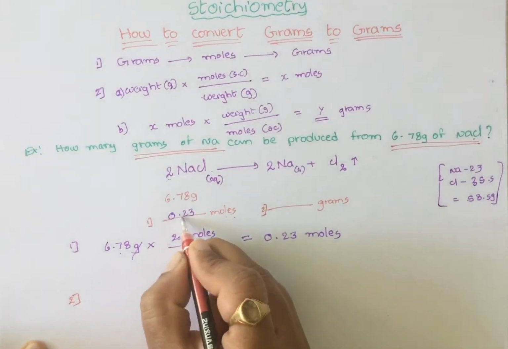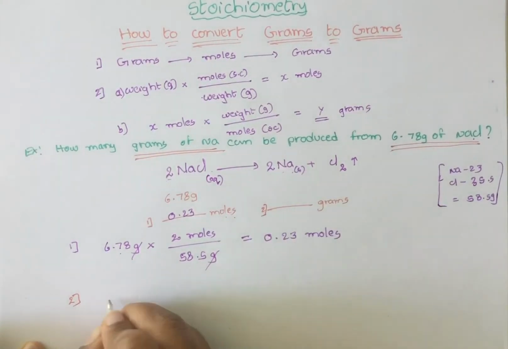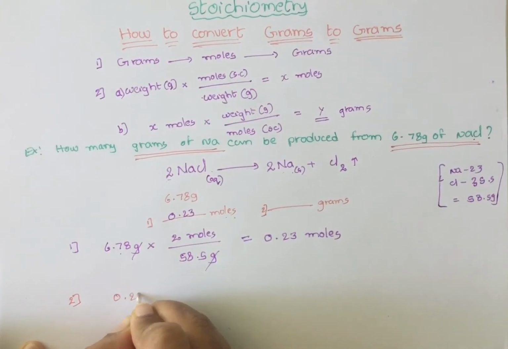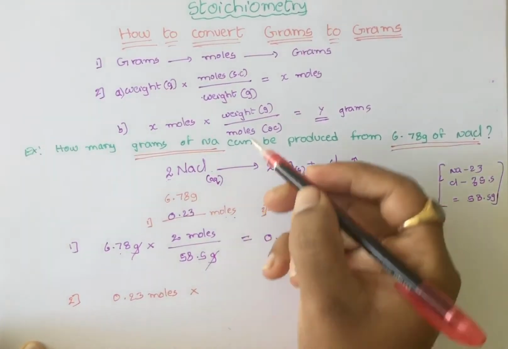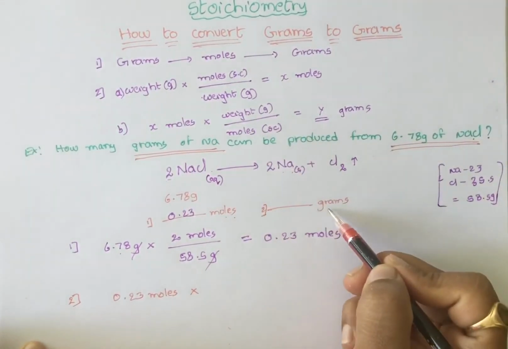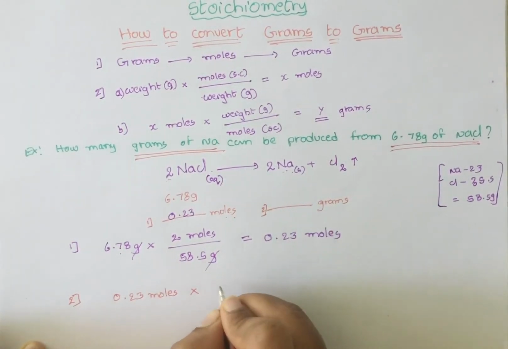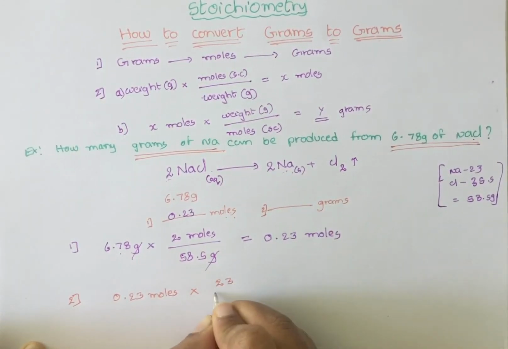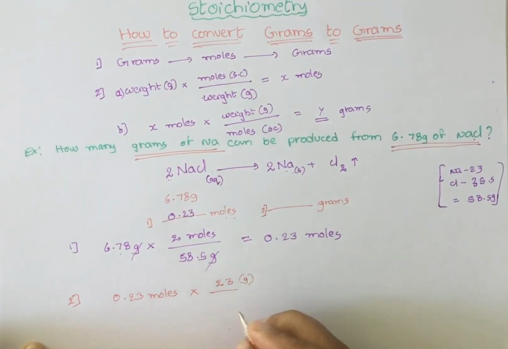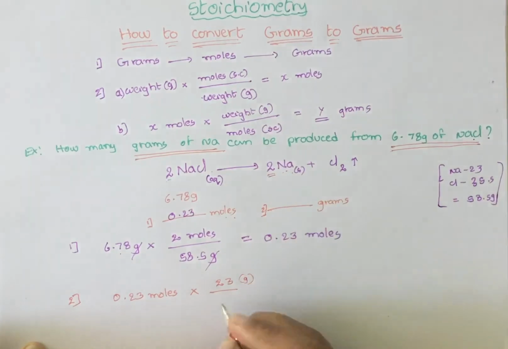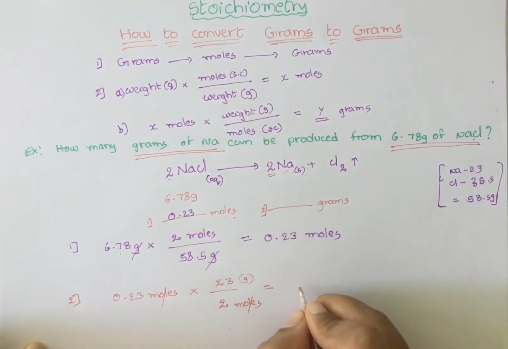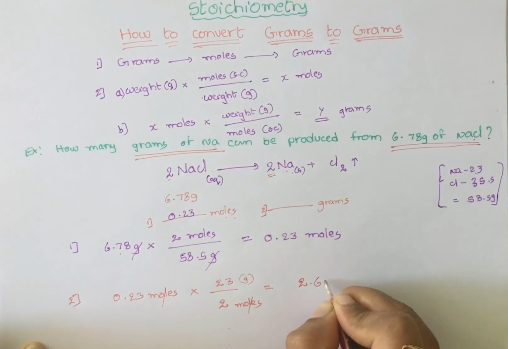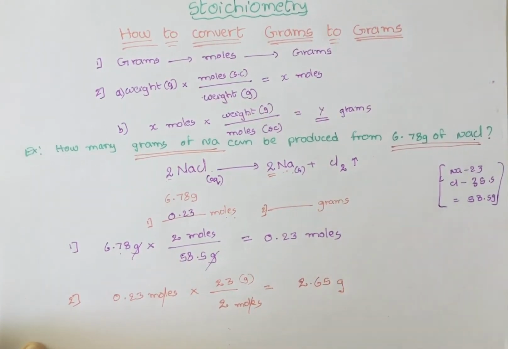Now in the second step, what do you have to do? Use the moles of sodium chloride and find grams of sodium. So 0.23 moles of sodium chloride is reacting. What is the formula for this? Whose molecular weight, grams, do you want to find? Sodium. So take its weight. Each sodium has a molecular weight of 23 grams. And what is its stoichiometric coefficient? 2, or 2 moles. So moles will get cancelled, and if you do the simplification, you are going to get 2.65 grams.